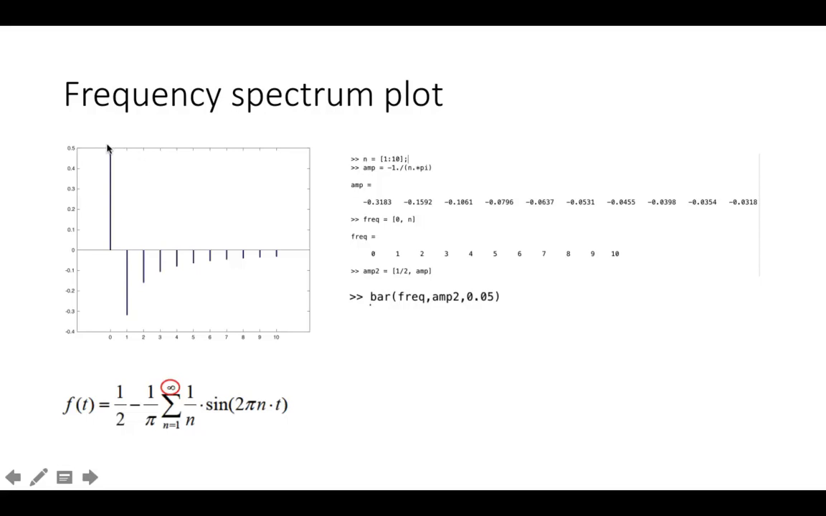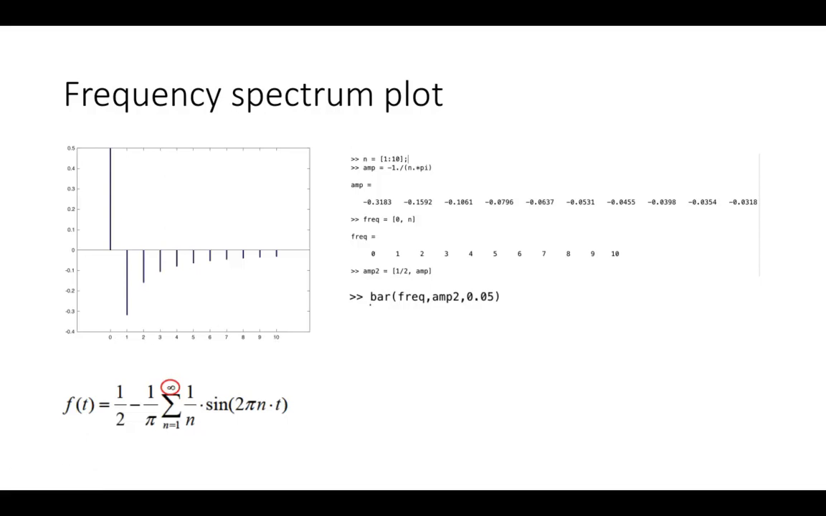So you can see right here, we have a 0.5 amplitude at 0, and then a minus 0.3183 at n equals 1. So I'm plotting this versus n.